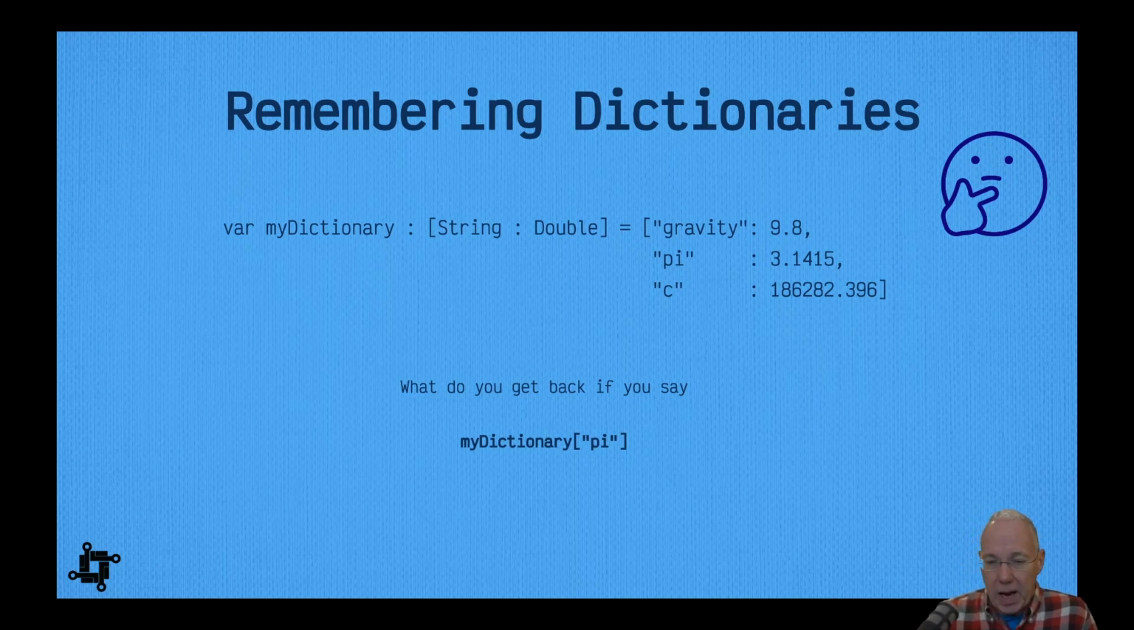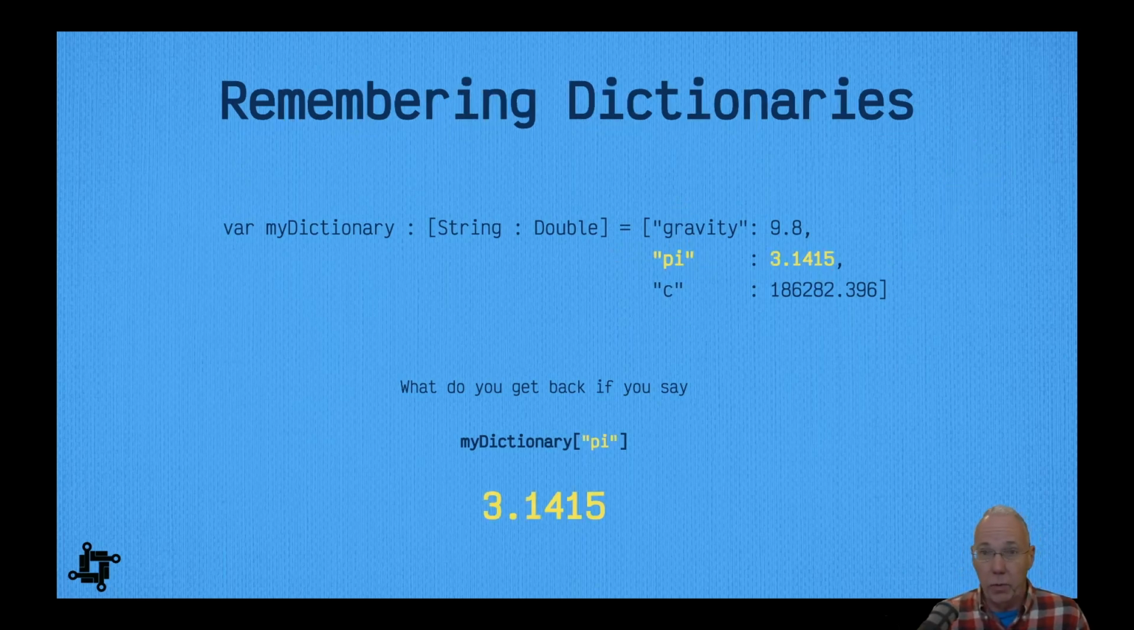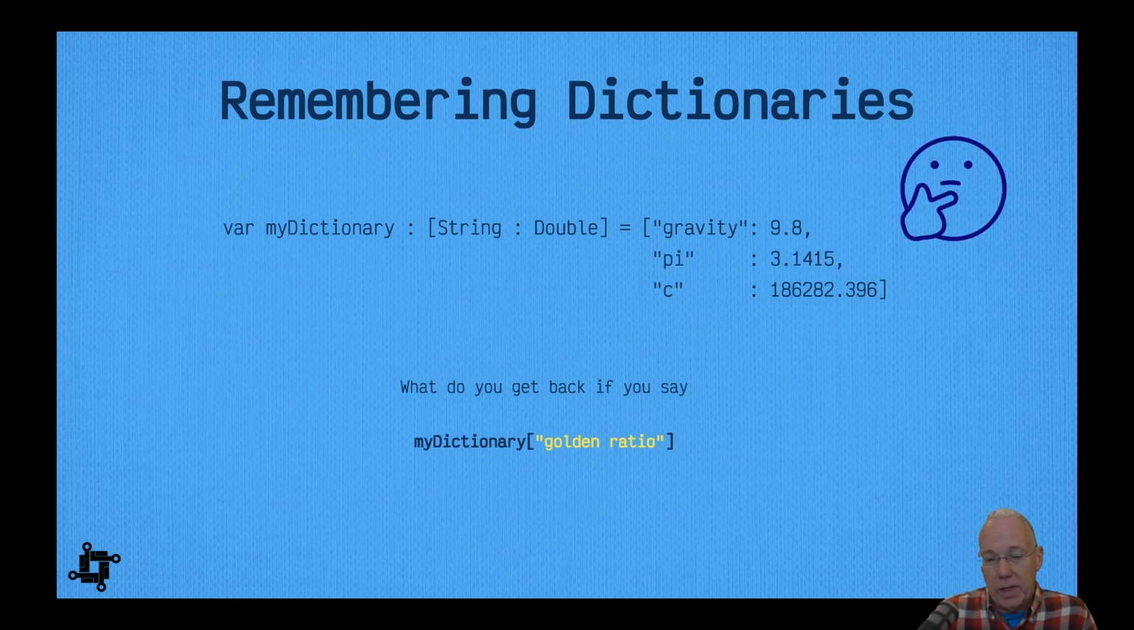So what do we get back if you say my dictionary pi? Well, this string goes into this dictionary, it finds pi, and it says 3.1415, right? That's what we would get back with that. But now let me ask you this. What if I said my dictionary golden ratio? What would we get back if we did that?